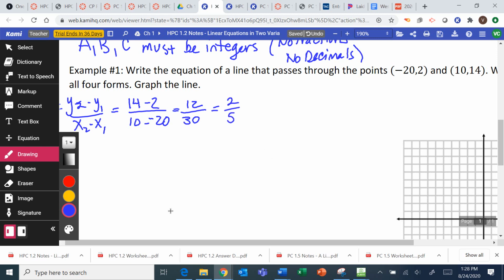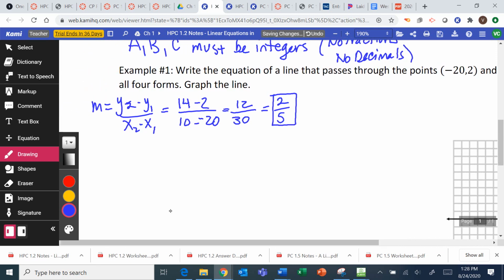So we have our slope. Now we can do point slope formula. If you don't have it memorized, write it every time you do it. Write the formula y minus y1 equals m times x minus x1 until you get it memorized. Write it every time until you get it memorized. That is point slope.